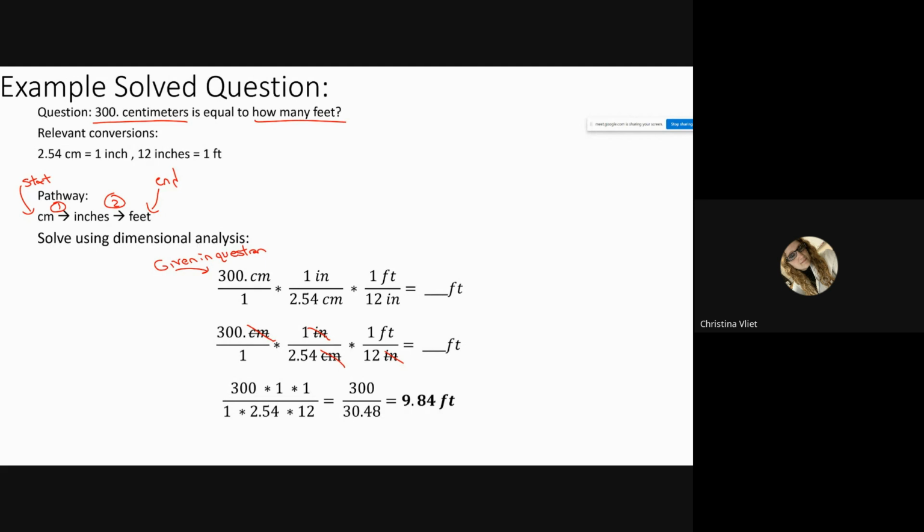And then for the math, you just multiply across the top, you multiply across the bottom. I highlighted it here, and then you divide those two numbers. That's the strategy that most students are familiar with. Then your answer. Why do I round here?